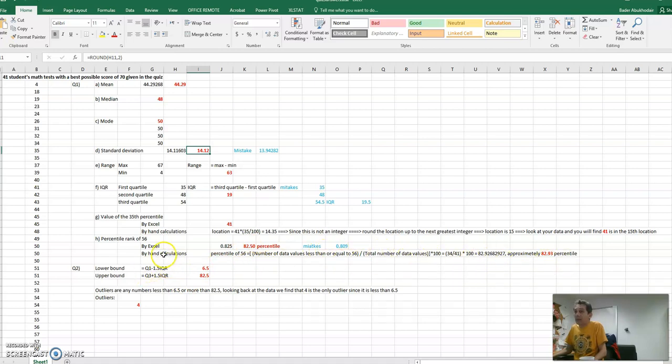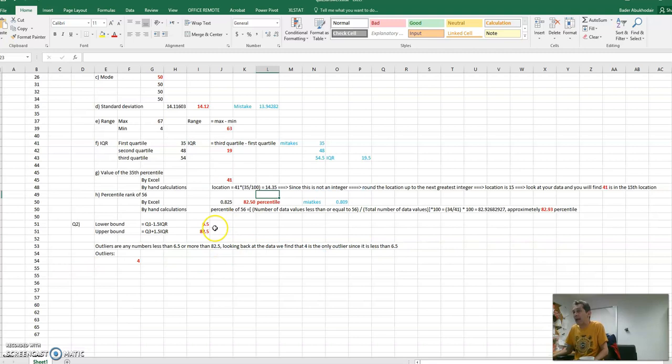If you do it by hand, the percentile location came to 14.35. The book tells you if you have a decimal, round it up to the next digit, so you will have 15. So the location of the number is the 15th location. If you count to the 15th location, 1, 2, 3, 4, 5, 6, 7, 8, 9, 10, 11, 12, 13, 14, 15, the 15th location is 41. That is what Excel did for me really quick. I didn't have to do it by hand.